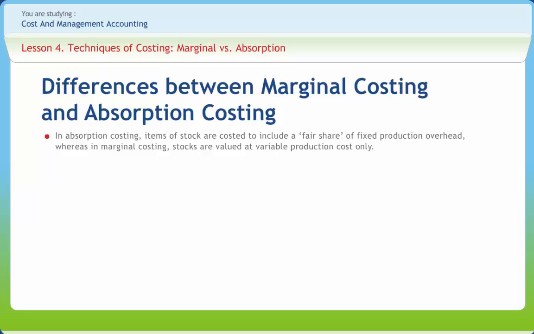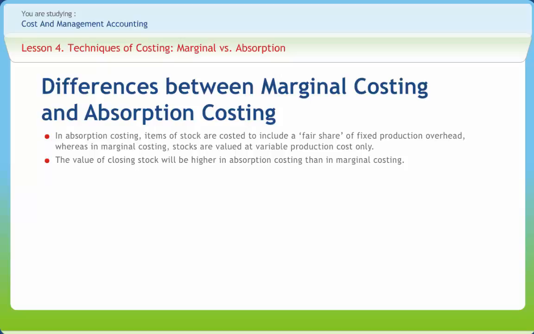In absorption costing, items of stock are costed to include a fair share of fixed production overhead, whereas in marginal costing, stocks are valued at variable production cost only. The value of closing stocks will be higher in absorption costing than in marginal costing.